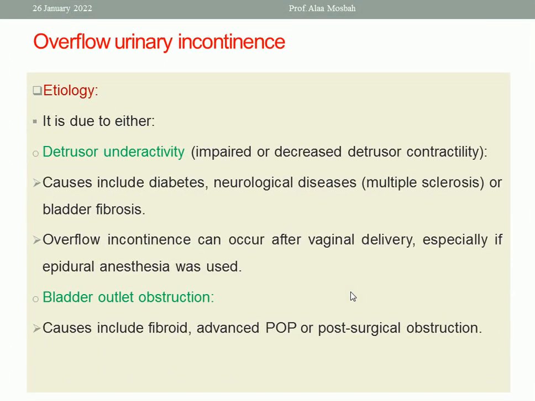What about overflow urinary incontinence? The etiology, as I said before, may be either detrusor underactivity, which includes impaired or decreased detrusor contractility, or bladder outlet obstruction. So, what are the causes of the detrusor underactivity? Diabetes, due to peripheral neuropathy, for example, neurological diseases like multiple sclerosis, or bladder fibrosis.